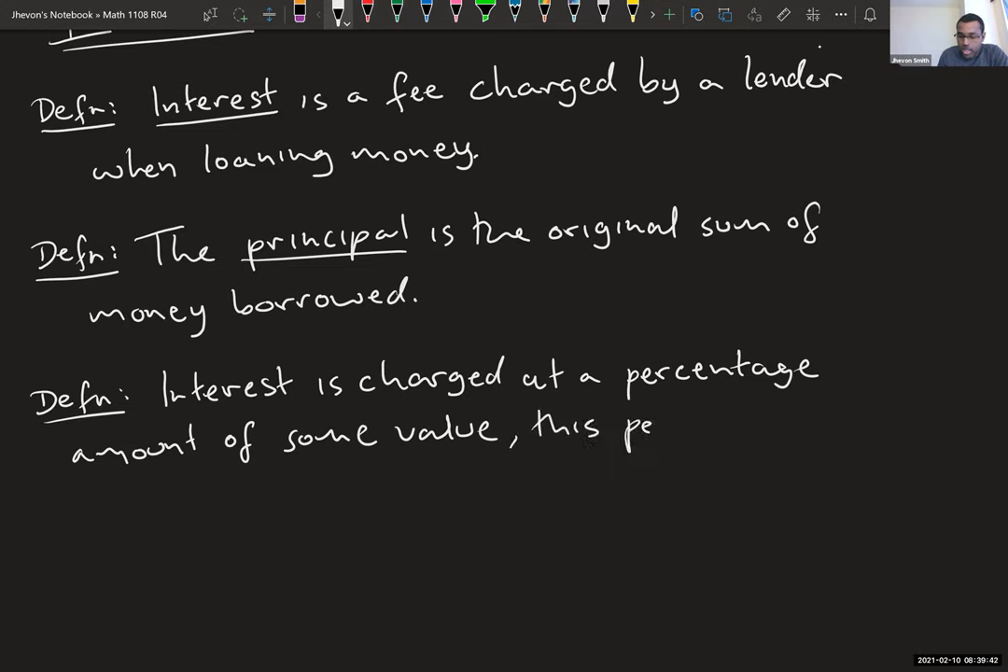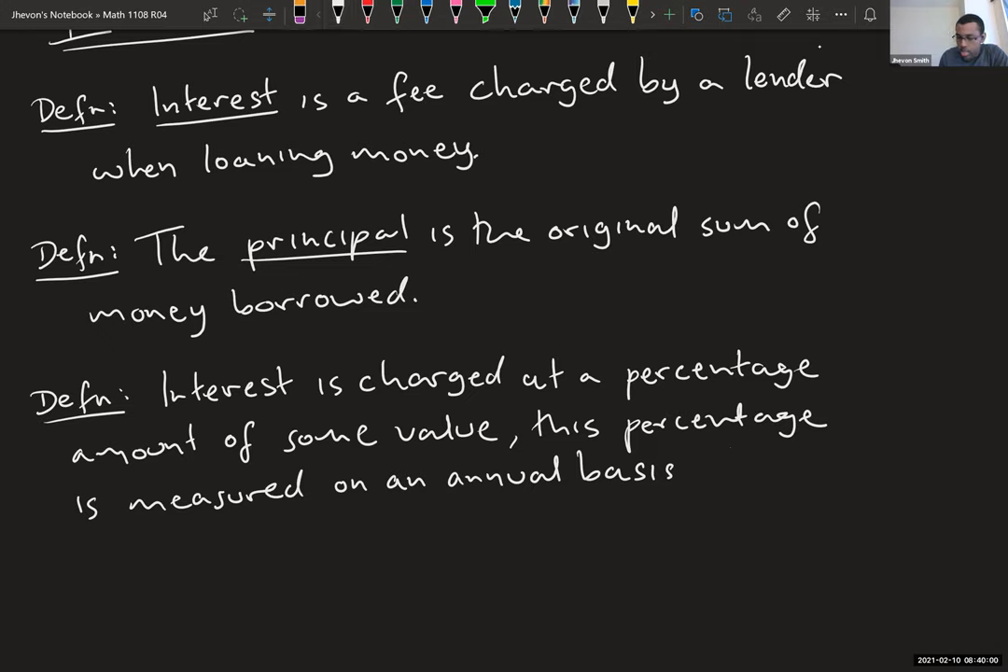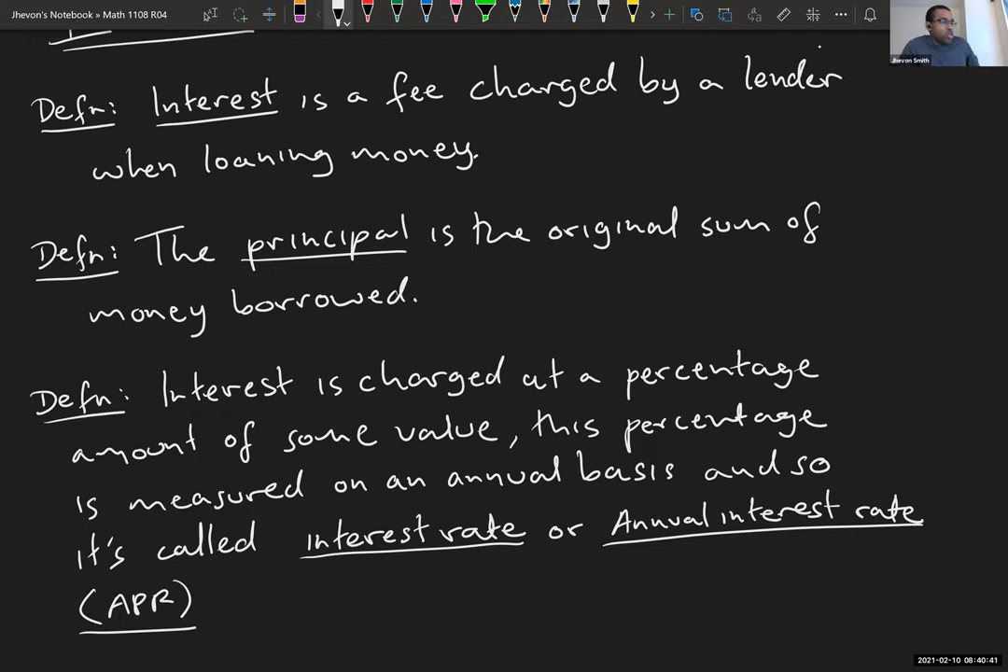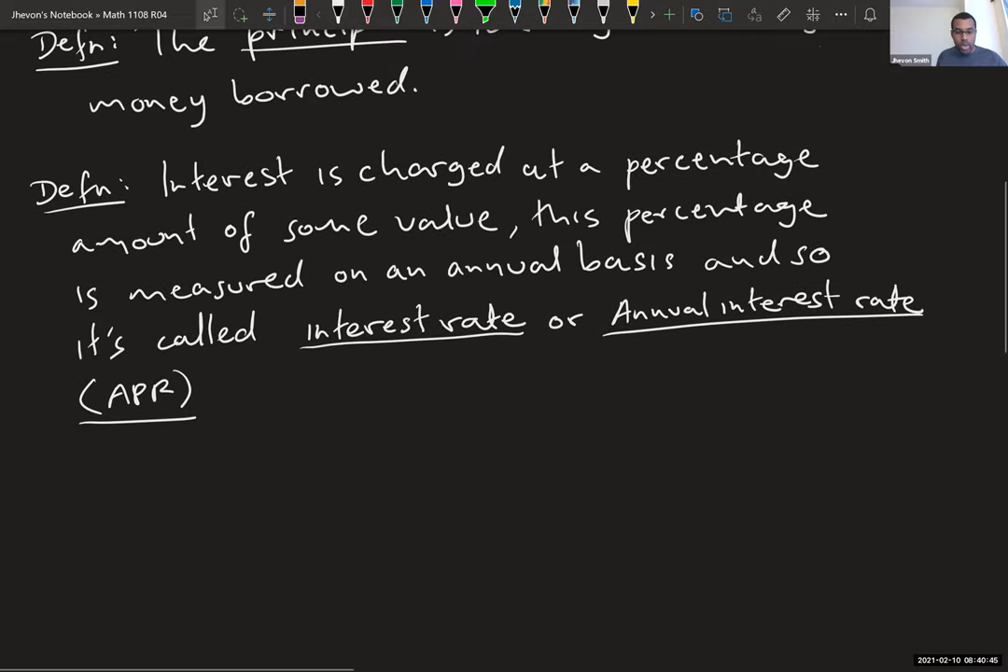This percentage is measured on an annual basis and so it's called a percentage interest rate. Or annual interest rate. And annual interest rate is abbreviated APR. Right? So it's like your annual percentage rate. And APR is often how it is abbreviated.